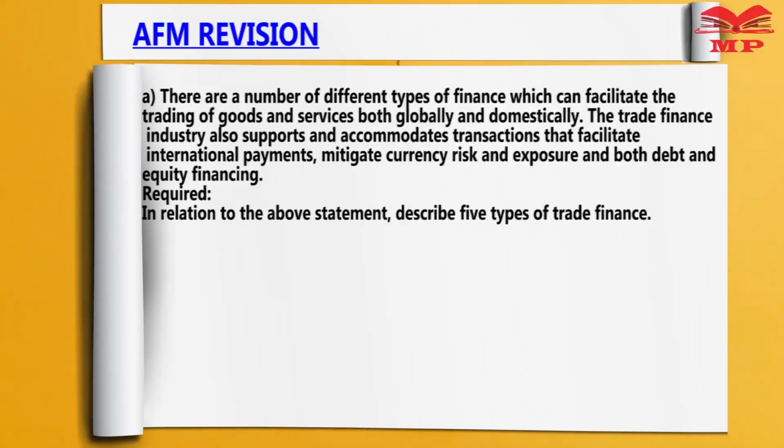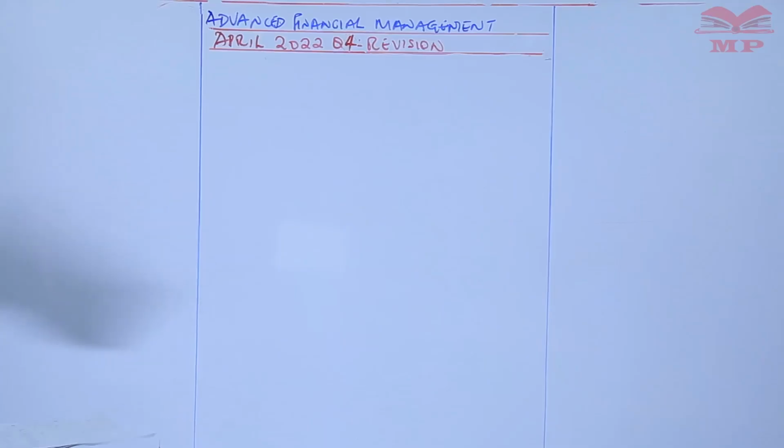Question 4 says, part A, there are a number of different types of finance which can facilitate the trading of goods and services both globally and domestically. The trade finance industry also supports and accommodates transactions that facilitate international payments, mitigate currency risk and exposure, and both debt and equity financing. Required. In relation to the above statement, describe 5 types of trade finance, 5 marks.